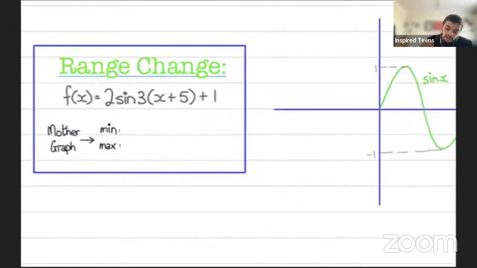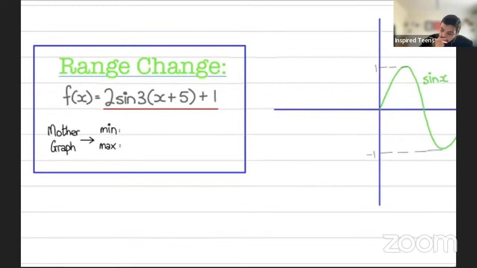Okay, let's talk about range change. So it's just a change to range. Let's say you are given a function and they want to know what the range of this function is, essentially. Range change just means the change of range from the mother graph. That's what it's referring to. The question will be like, you have a function, and of course it's not going to be the mother graph function. So here we deal with the function that we dealt with, except that it's going to be 5. Doesn't really matter.